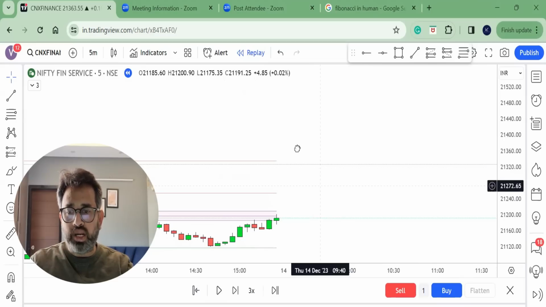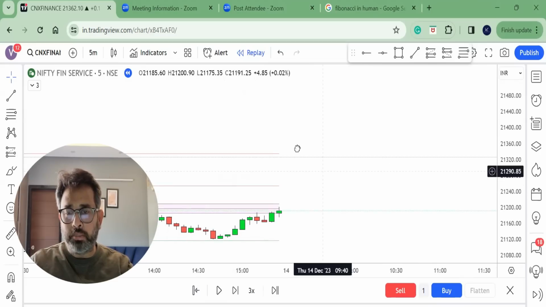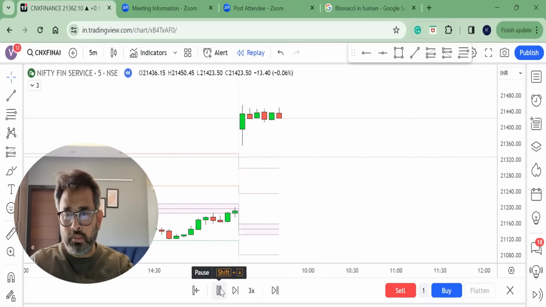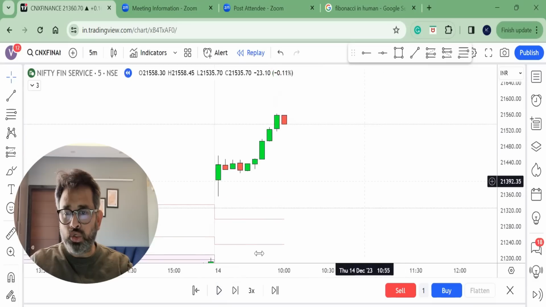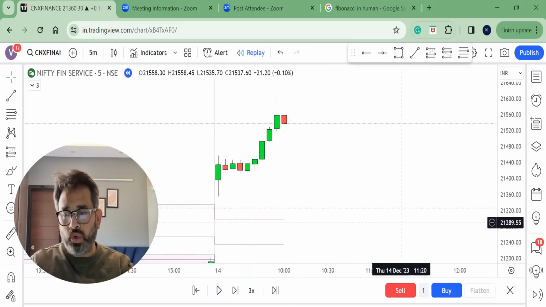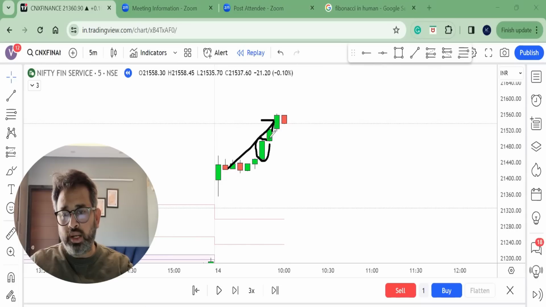Now, for example, look at this chart. I'm going to play the replay button to show you the use of Fibonacci retracement. You can see that the market is going in a strong uptrend, right? It is going in a strong uptrend. You know that when it is in a strong uptrend, where will you enter? This is the impulsive move, right? Where will you enter? Will you enter long here?